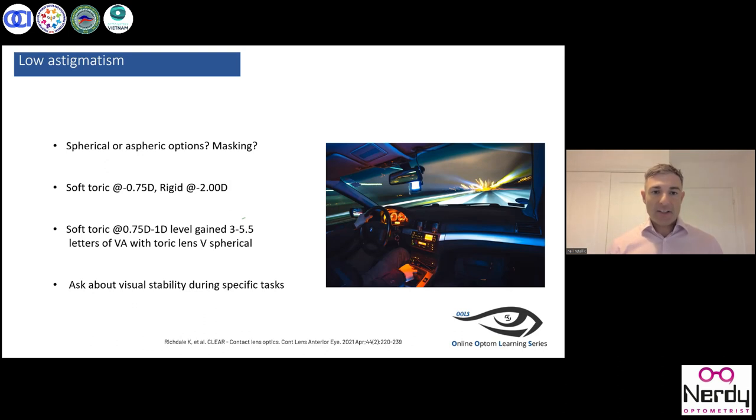So the tip here is to think about what they're doing in their everyday life and ask about visual stability during those activities. Does your vision fluctuate when you are driving? How is it when you're on the computer? Those kinds of questions will tease out whether that astigmatism lens is working as it should be.